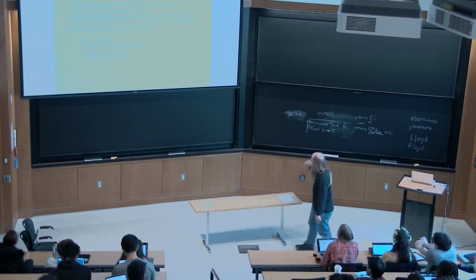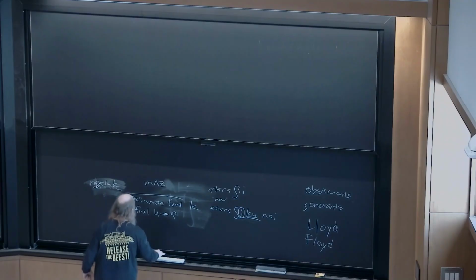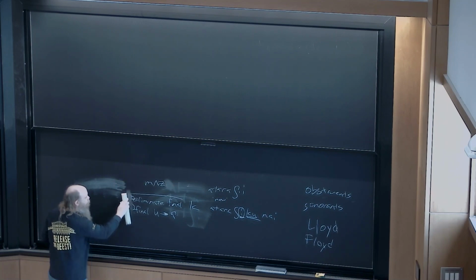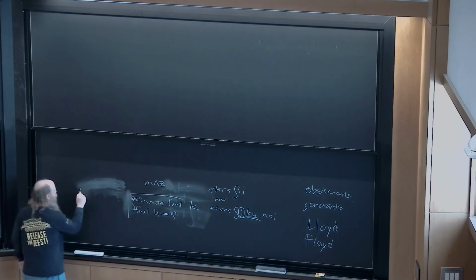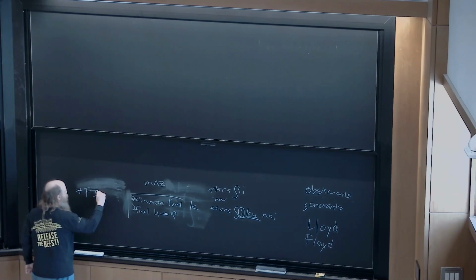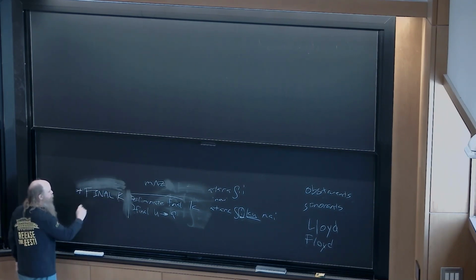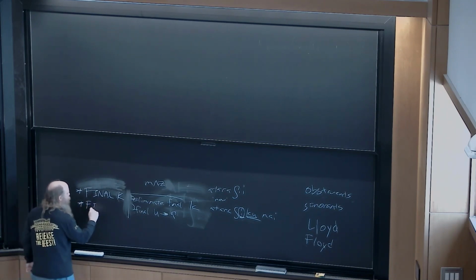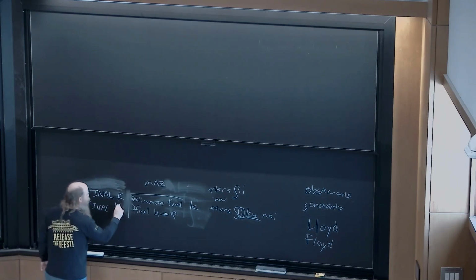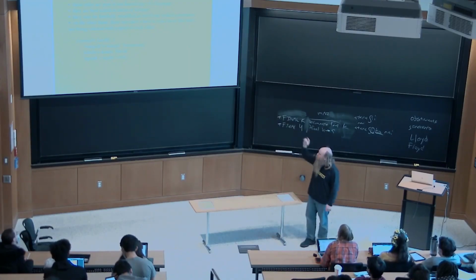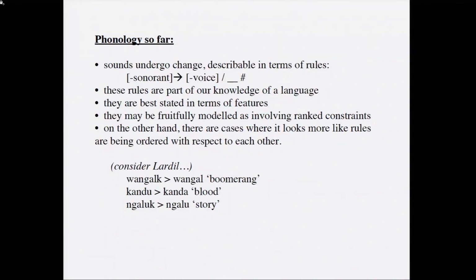But if we imagine thinking about things in an optimality theoretic kind of way, well, it's not hard to come up with constraints that say this: star final K, no final K, no final U. I have to write it in capital letters because that's what you do in optimality theory. Those constraints would look at wangauk, and they would say, no, we can't have the final K, it'll be wangau. And they would look at kandu, and they would say, no, we can't have the final U, it's got to be kanda.